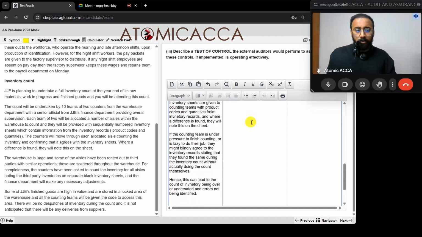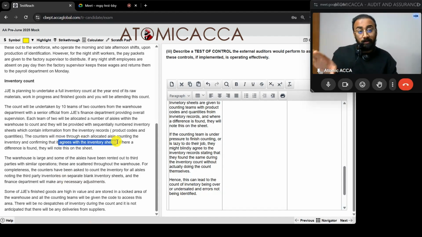Now, as a recommendation, how can you flip this? First thing, the inventory sheet is being given. What is the reason that they could do this blindly without counting? Because they know what the inventory record is and what the quantity is. Because that quantity is there, the counting team's work is only to agree it in the inventory sheet. So what you can do is split this role. Don't give them the inventory record. If you are not giving them, then what happens? They don't have any data of how much is there, so they're forced to count and figure it out.